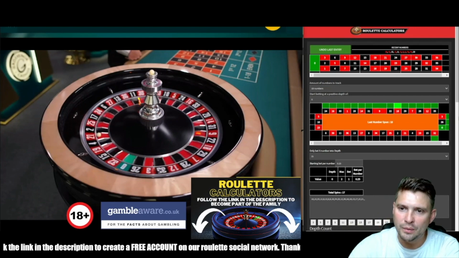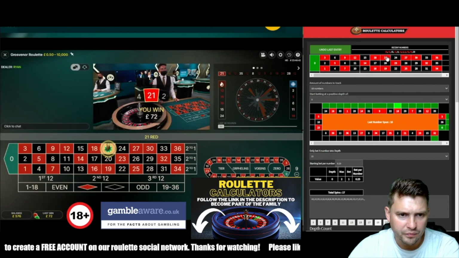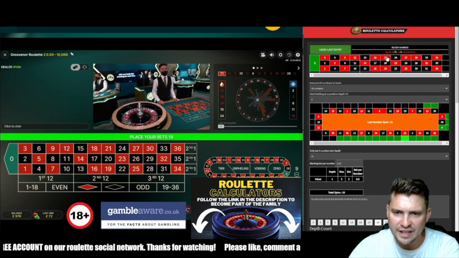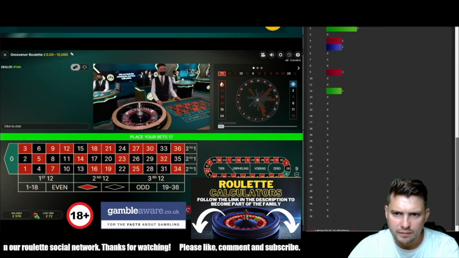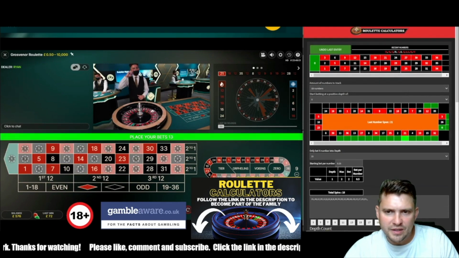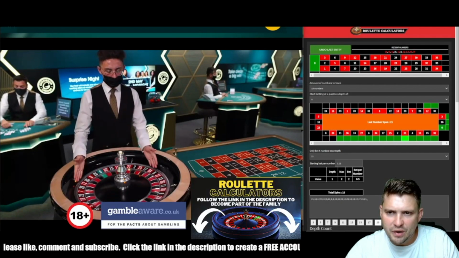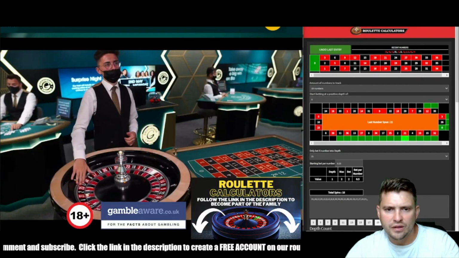Okay, you got lucky there. It went to number 21. So really good call. Well done, Sam. It's put him up to £576. Now it's currently on a depth of 1. So he's probably asking himself, should I go back on the highlighted? And it looks like he is. He's putting the bet on the highlighted there, £2 per number.